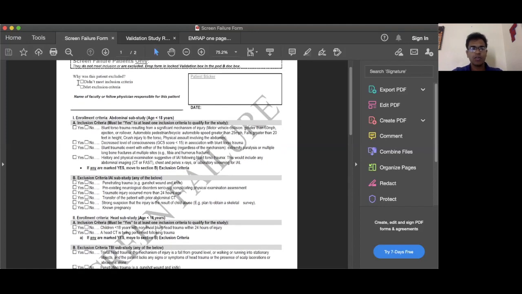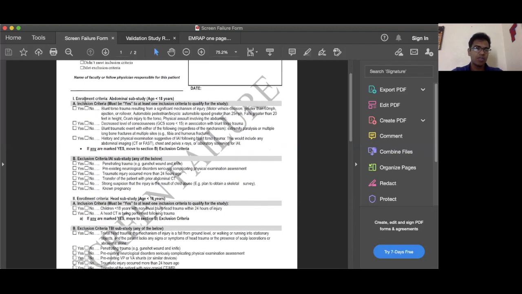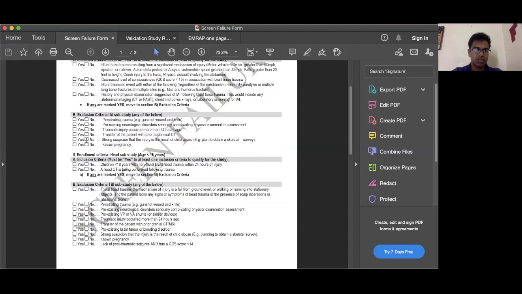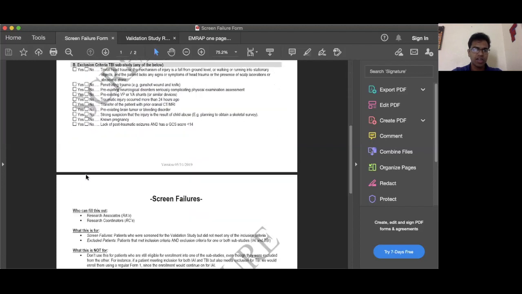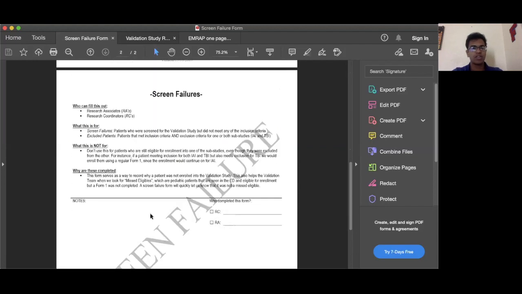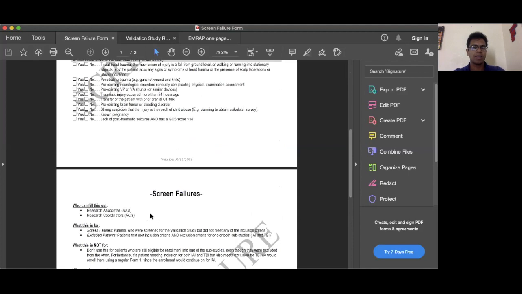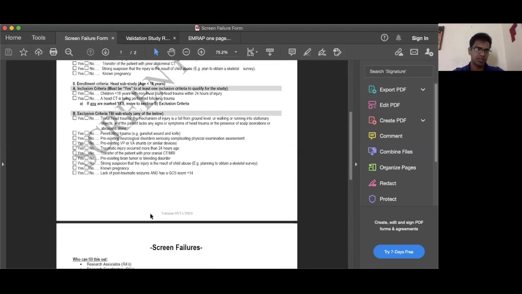So if you were to check this box, didn't meet any inclusion criteria, you just put a line through the nose for both of these, and then fill out your name and turn in this form in the BPOD doc box.